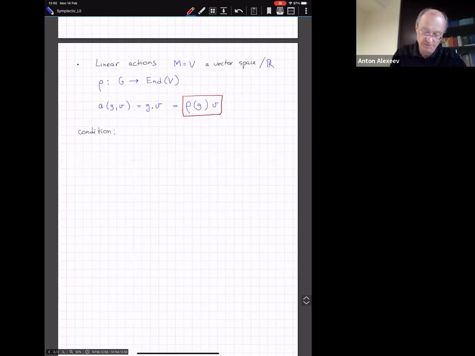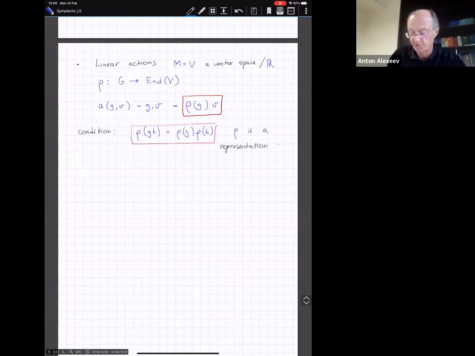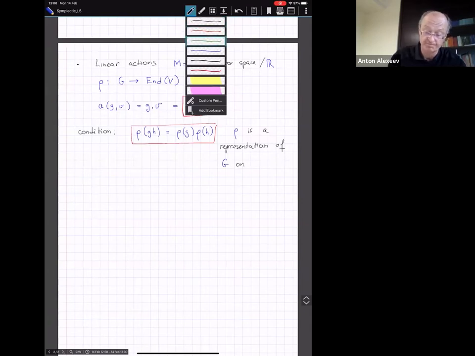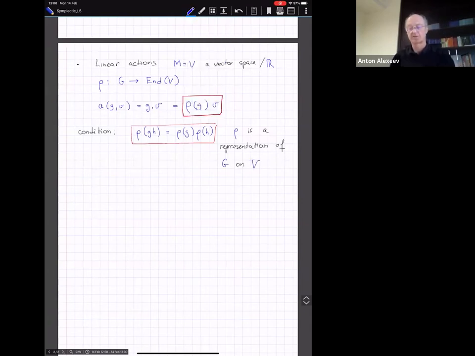And the condition is, so rho of G times H is rho of G times rho of H, right? So in this case, we are saying that rho defines or is a representation of G on V. Right.